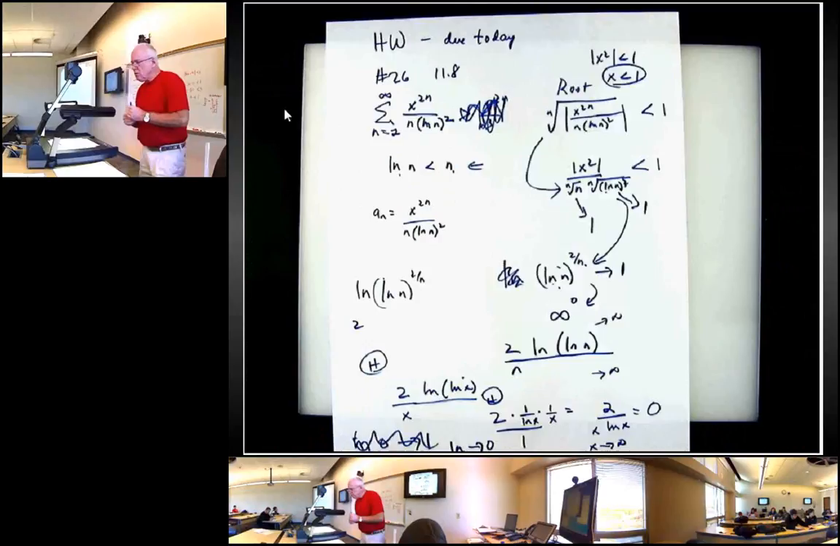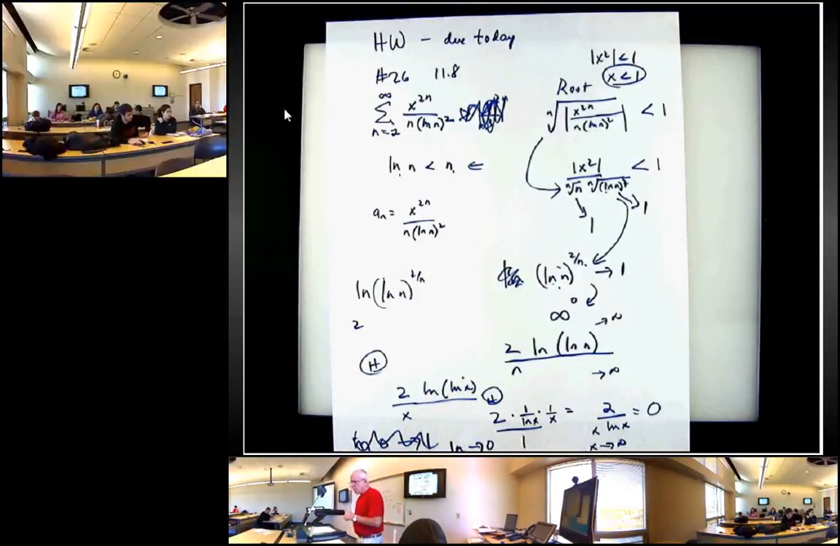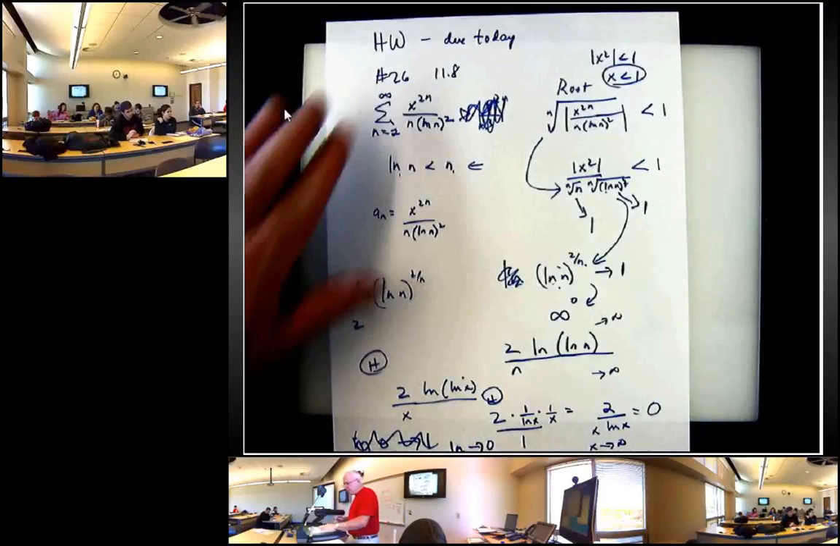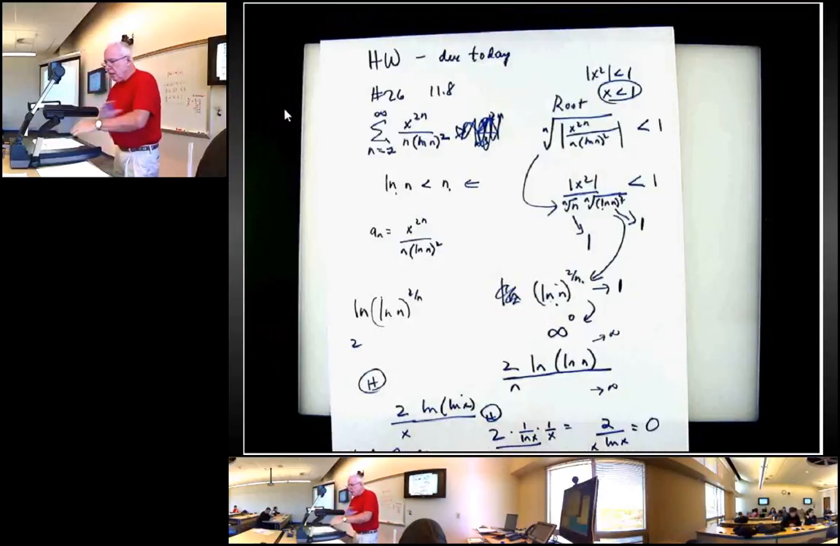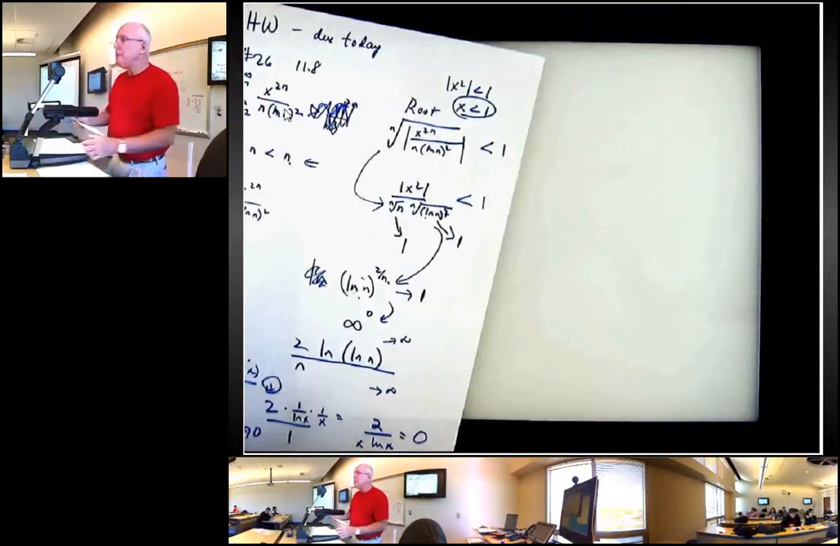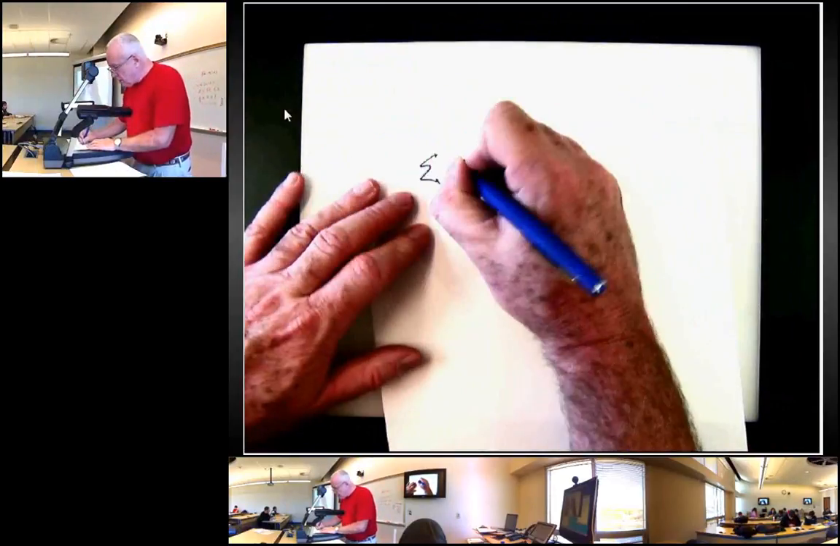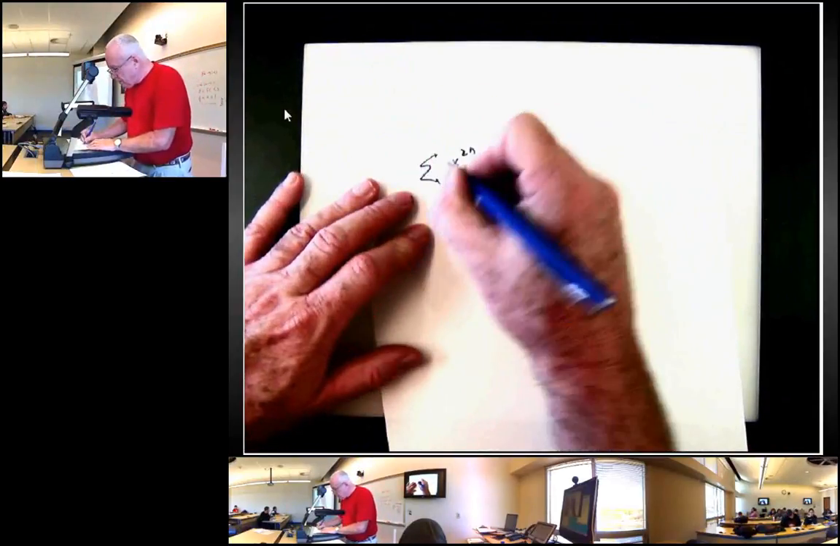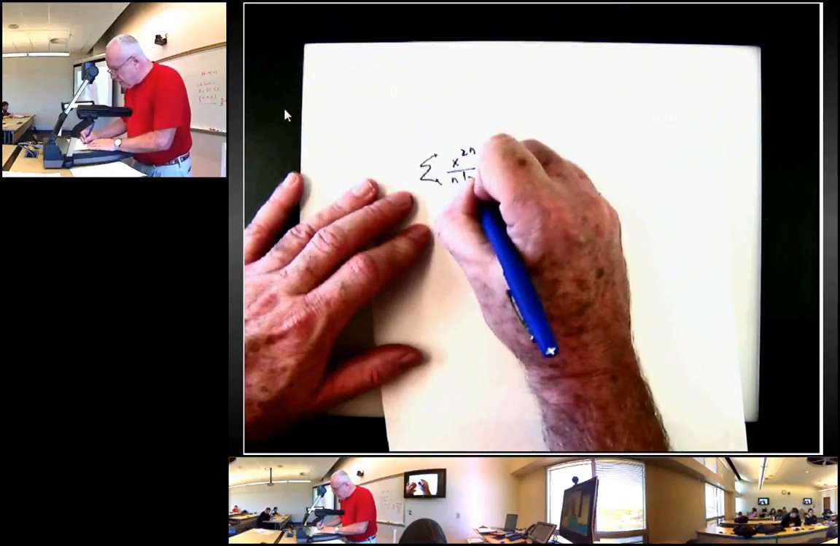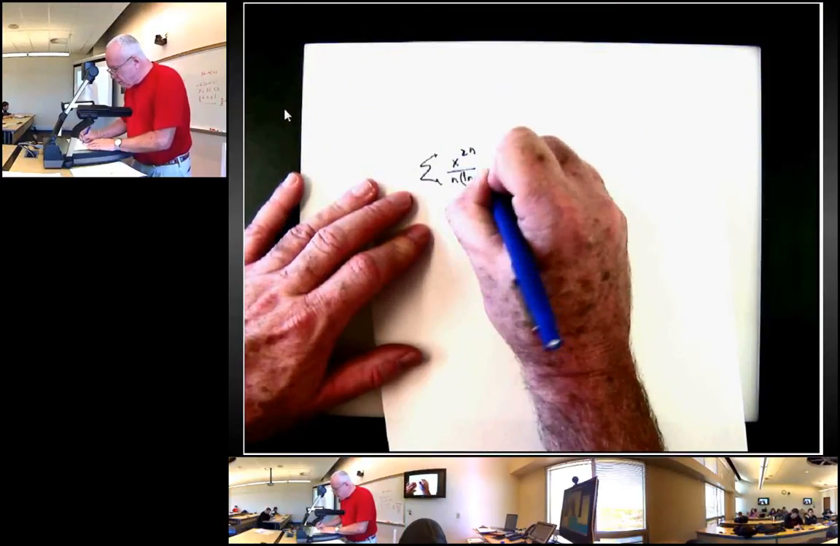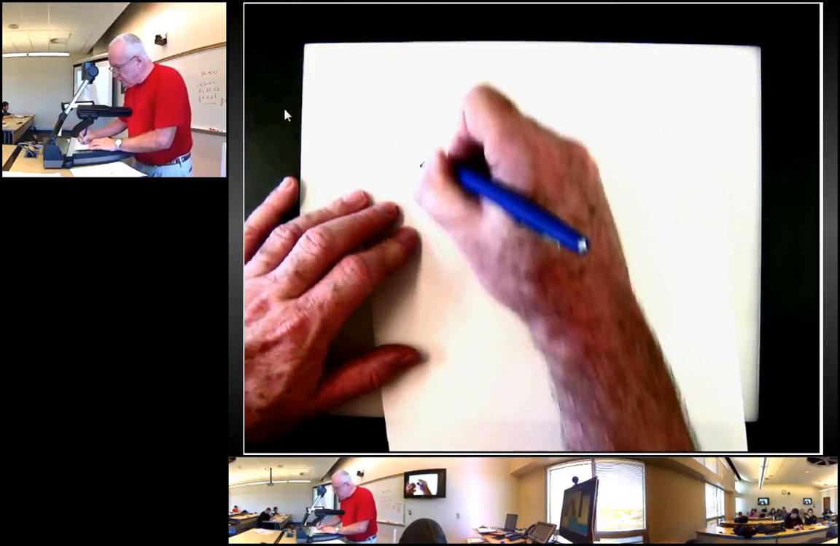Did it want you then to also test the endpoints to find the interval of convergence? Yeah, you find, right. Actually, that wouldn't be something bad to look at here. Let's just take this: the sum of 1 over n times the ln of n squared, as n goes from 2 to infinity.